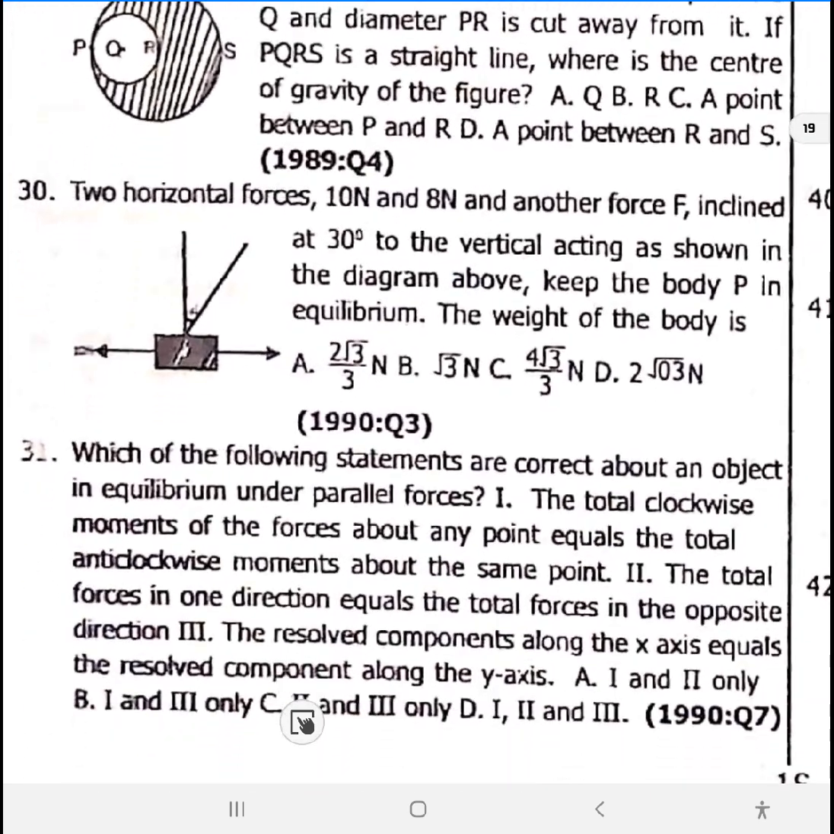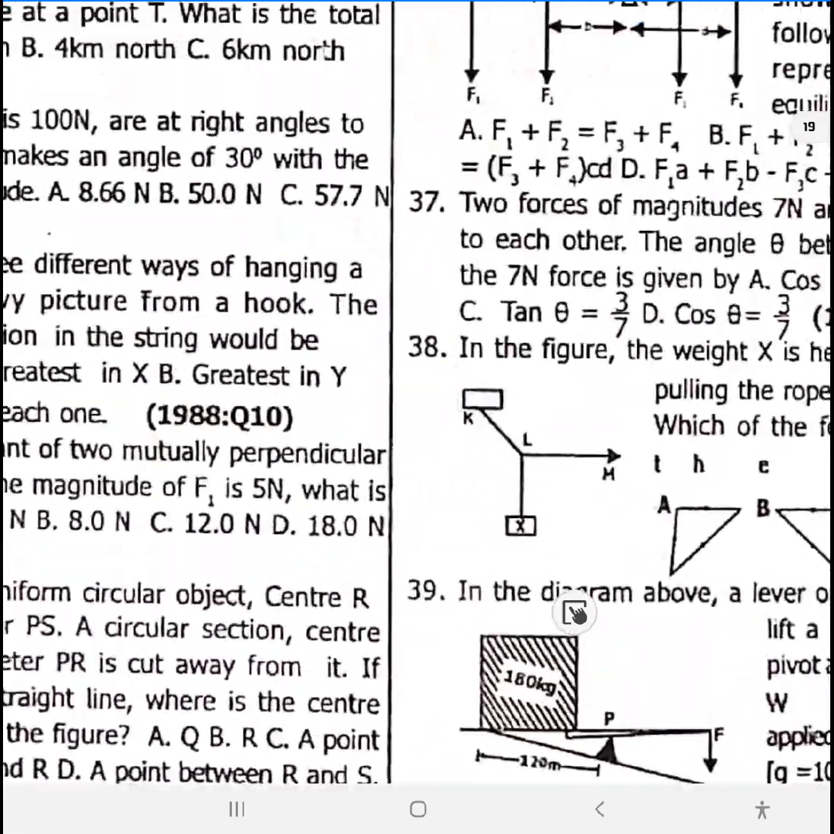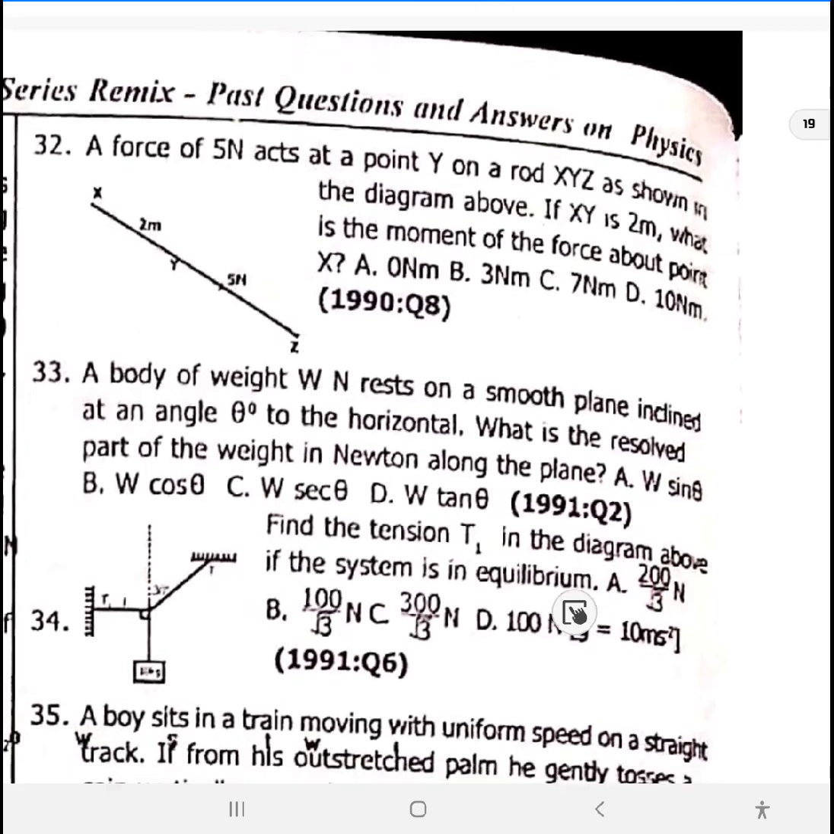31. Which of the following statements are correct about an object in equilibrium under parallel forces? In equilibrium under parallel forces, the total clockwise moment of the force about any point equals the total anti-clockwise moment about that same point, correct? The total forces in one direction equals the total forces in the opposite direction, correct? 31 is option A.